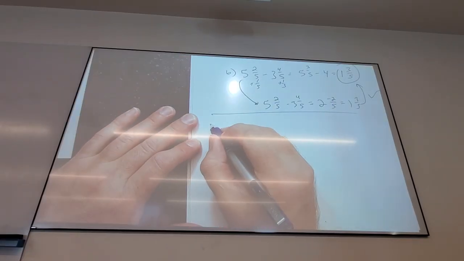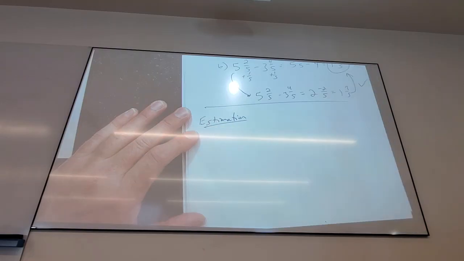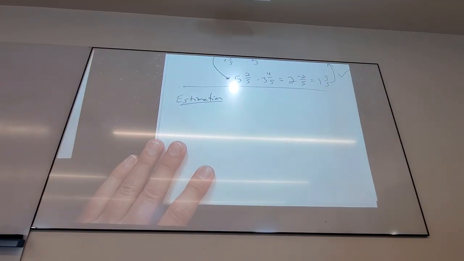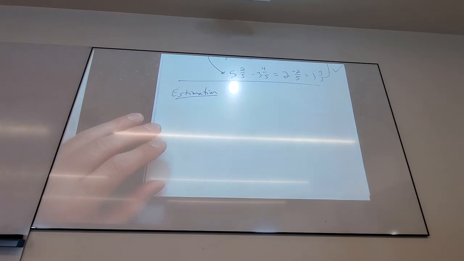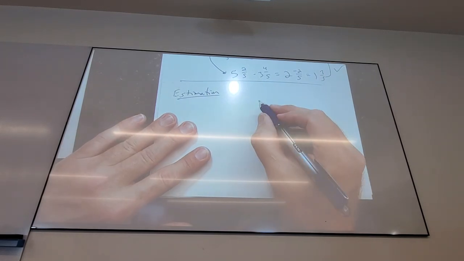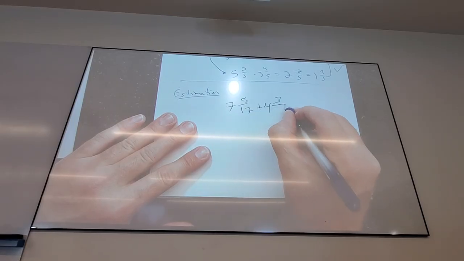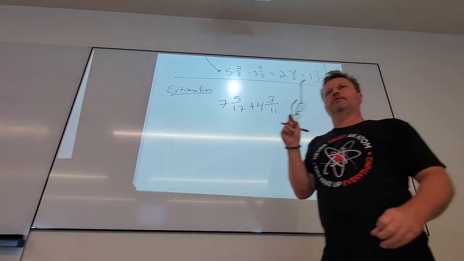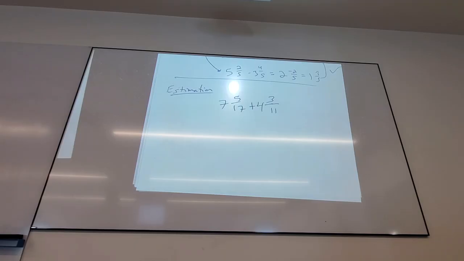One last thing in 6.2, estimation. Are you guys placing bets on what I'm going to do next? So estimation. If I wanted to estimate 7 and 5/17 plus 4 and 3/11, first off, if you see this kind of problem, you're like, please, dear God, tell me you want to estimate this. Because do you want to make an LCD and all kinds of stuff? Do you want to make improper fractions from mixed numbers? No, I don't want to either.